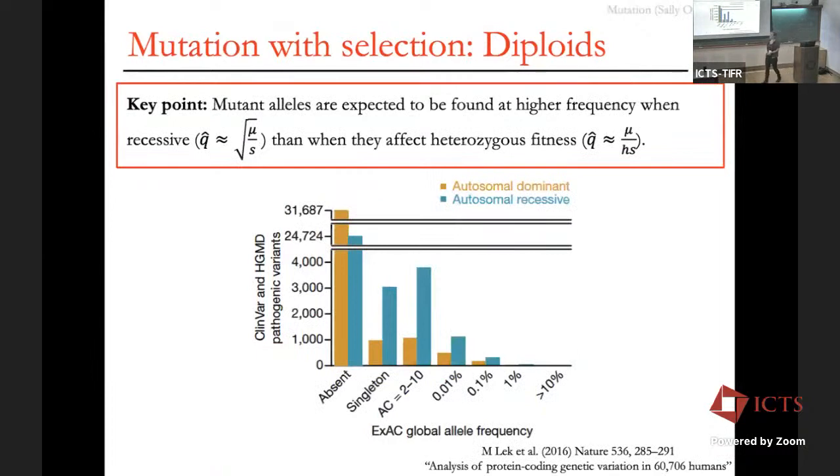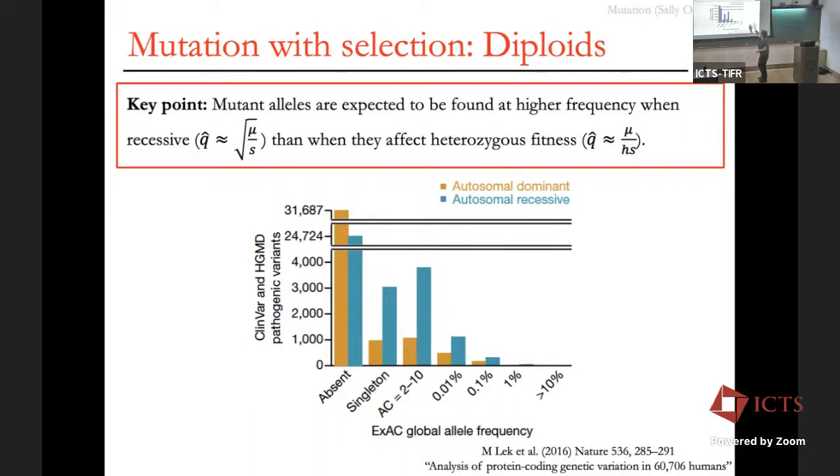So one of the key points from that, remember, mu is really, really small. So if it's got some expression in the heterozygote, mu over HS is proportional to this really small thing, mu. The square root of mu is a larger number, right? Because you take 10 to the negative 8 and you square root it, you've got 10 to the negative 4, much larger. And so this leads to the prediction that recessive mutations should be found at a much higher frequency within a population because they will persist for a lot longer. They won't be weeded out as heterozygotes, they'll persist, and only be weeded out once they are found in homozygous form.